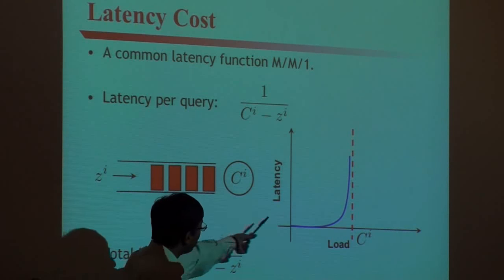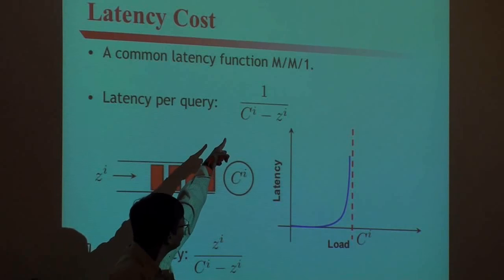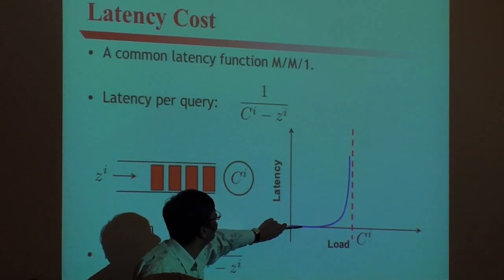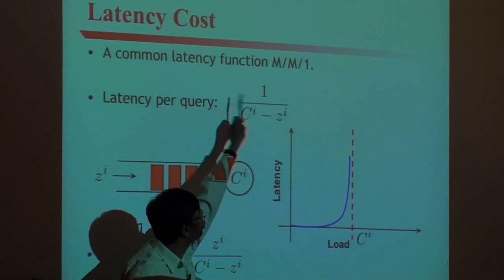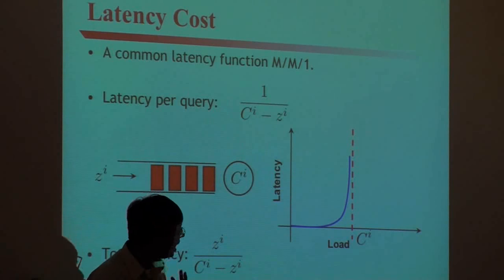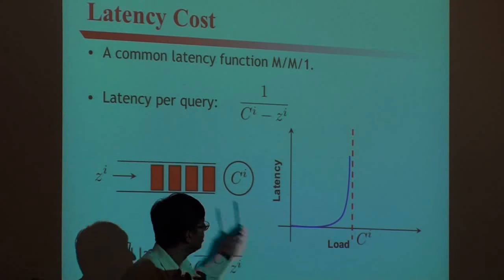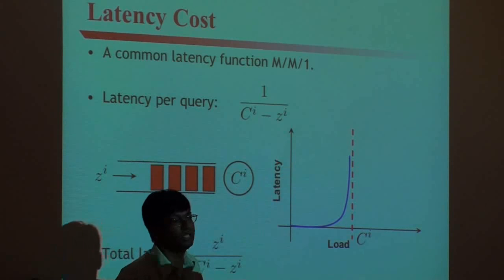And the answer is, it always looks convex increasing. If you look at that expression, when z is much smaller than c, you have very low load. As z comes close to c, the denominator goes to 0, and therefore the whole thing goes towards infinity. So as I increase the load on a particular server, the latency, the time between arrival and departure, is going to increase in a convex increasing fashion.